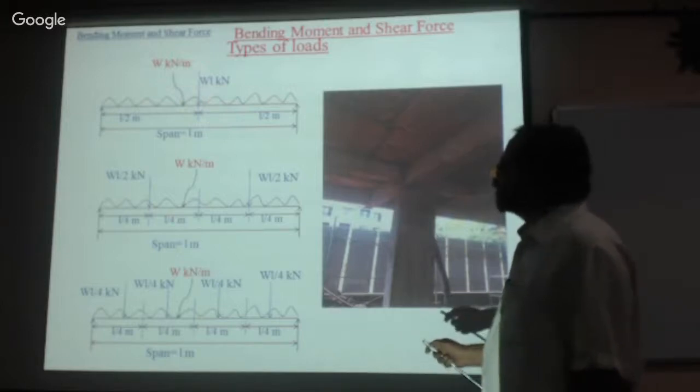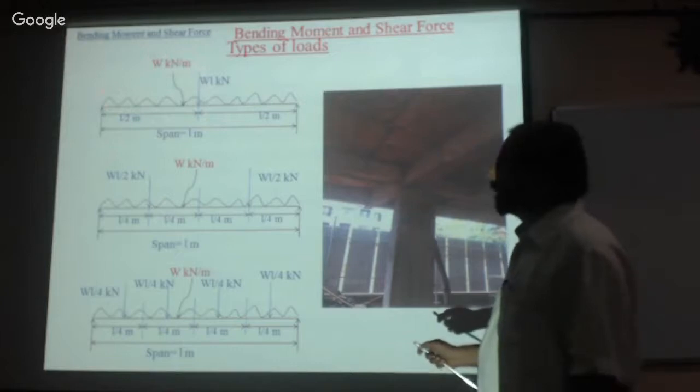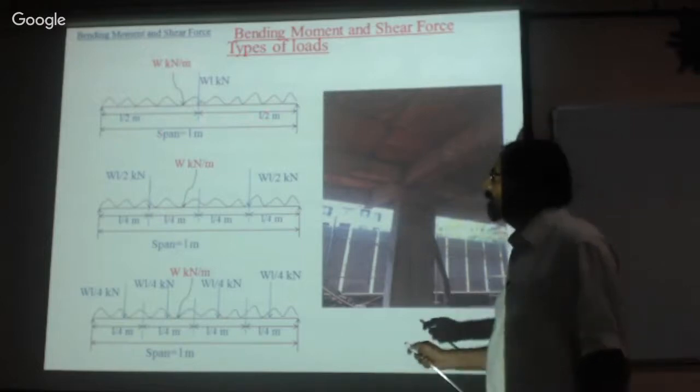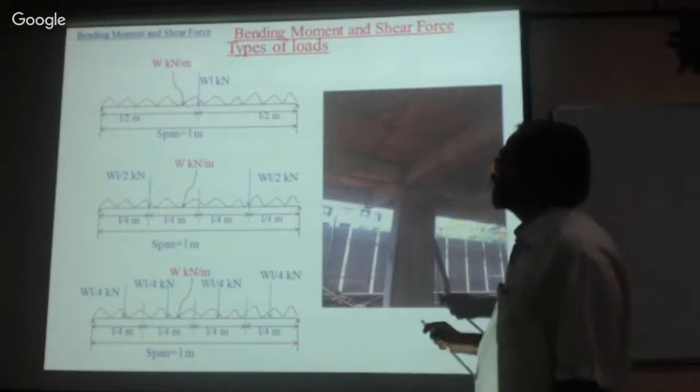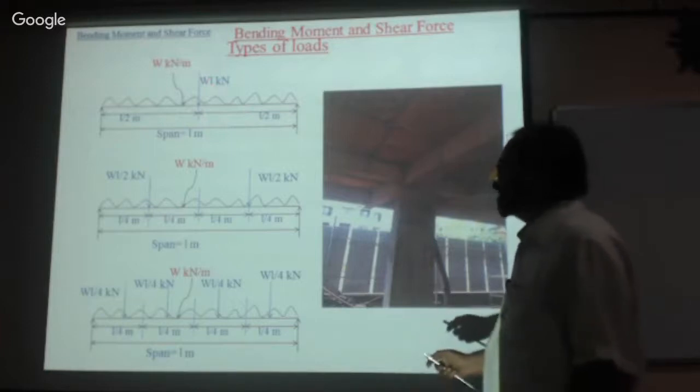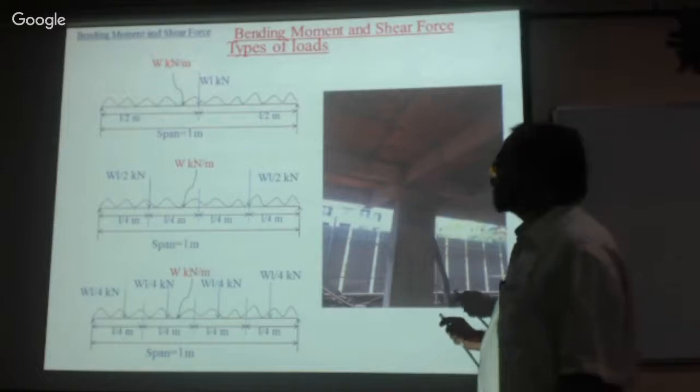Now, in the uniformly distributed load, the load is acting at all the points, at every point. We are not able to compute at every point. Therefore, what we will do is convert this uniformly distributed load into a point load. Now I have converted the entire beam load into one point load.